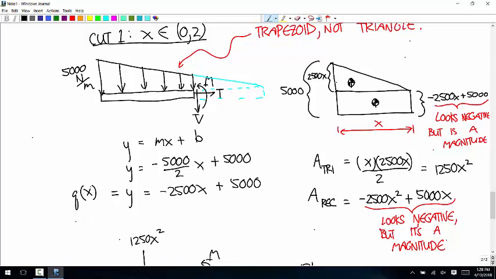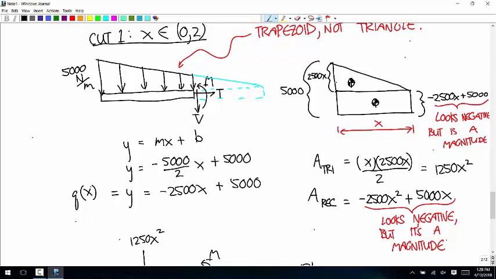Any questions about that? Yes. Magnitude where? Yes. So just worrying about the signs and stuff. Okay.